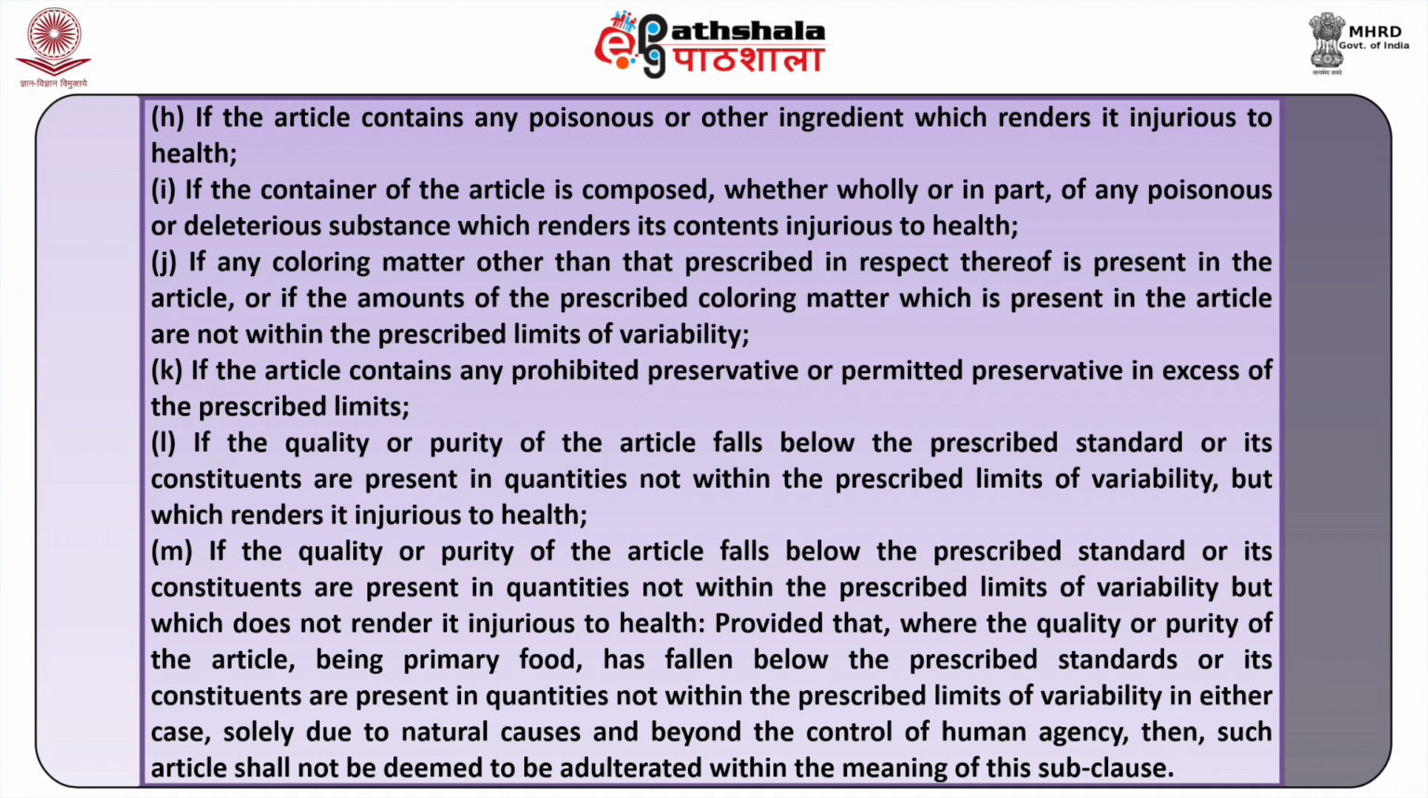M. If the quality or purity of the article falls below the prescribed standard, or its constituents are present in quantities not within the prescribed limits of variability, but which does not render it injurious to health, provided that where the quality or purity of the article, being primary food, has fallen below the prescribed standards, or its constituents are present in quantities not within the prescribed limits of variability, in either case solely due to natural causes and beyond the control of human agency, then such article shall not be deemed to be adulterated within the meaning of this subclause.